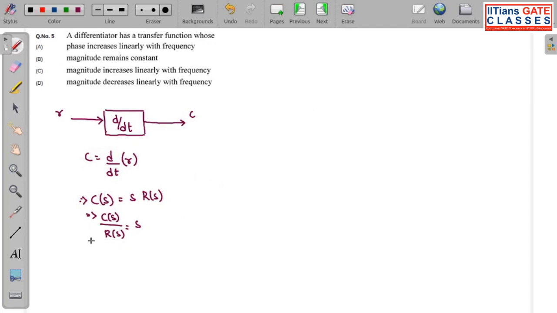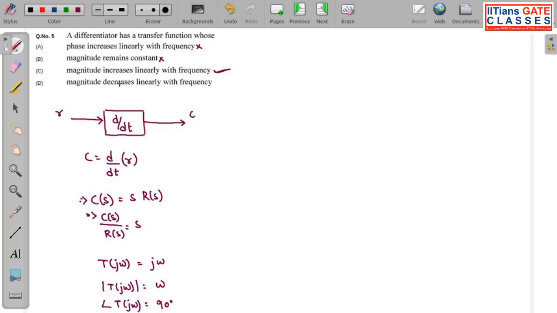Now if I take it in the frequency domain, I write it in terms of j omega. So T of j omega is equal to j omega. Now if I want to calculate the magnitude, it will be the magnitude of T of j omega is equal to omega, and the phase of T of j omega will be 90 degrees. So phase increases linearly with frequency, no, phase is constant. Magnitude remains constant, no, it is directly proportional to omega. Magnitude increases linearly with frequency, yes, this is the correct option.